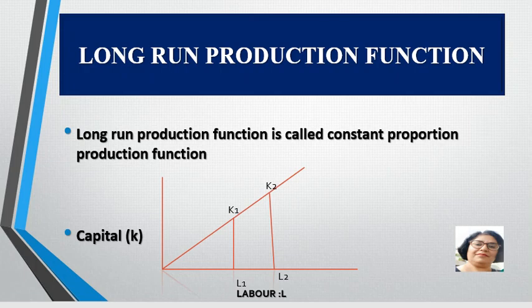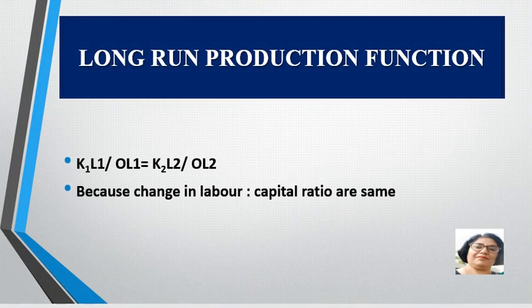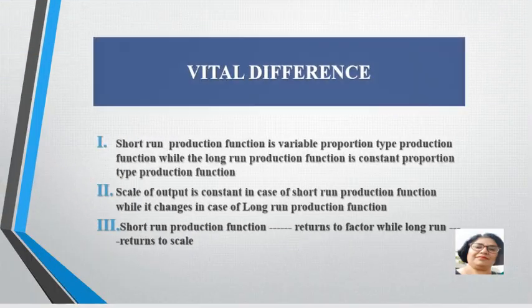As we go on producing more, we could increase both the labor and capital, but in the same proportion, in the constant proportion. So K1L1 divided by OL1 is equal to K2L2 divided by OL2, because the change in the labor capital ratio is the same. Here, the proportion between the labor and capital is fixed, constant.